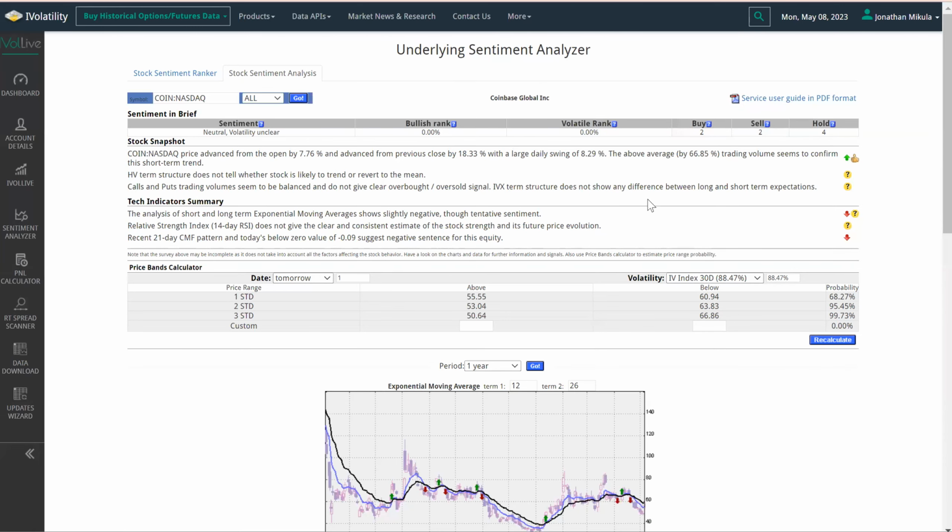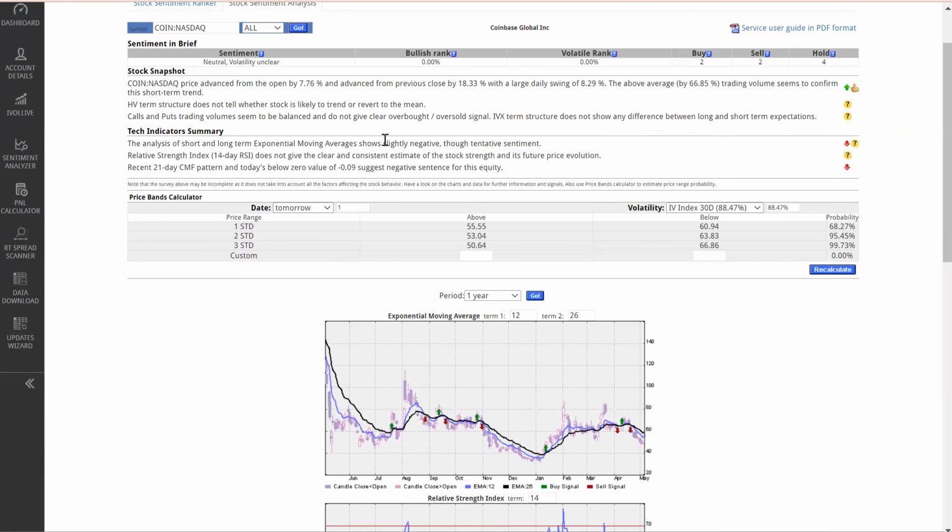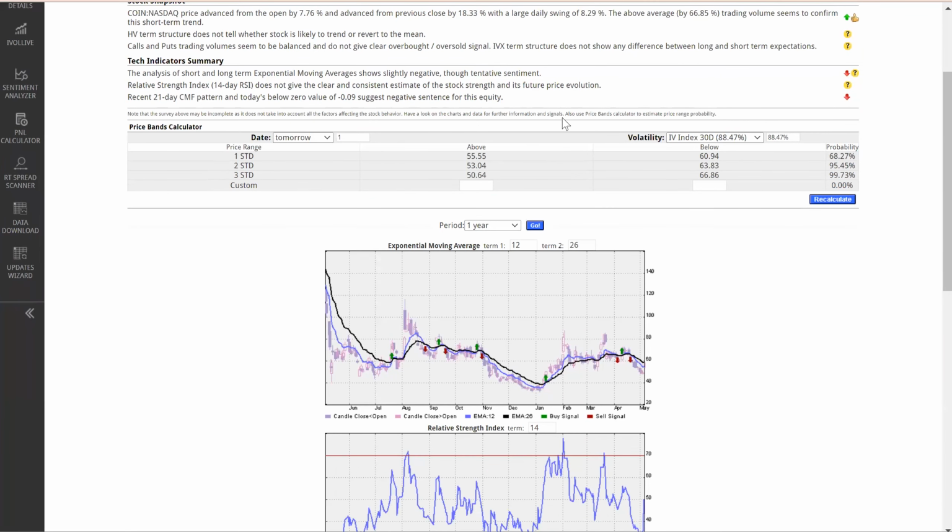So our system is saying, look, the system's neutral on Coinbase, which is totally fine with me. I think now could be a great entry point. Like I said, I've timed my entries to where implied vol and price have met, and so I'm looking to potentially sell a put.